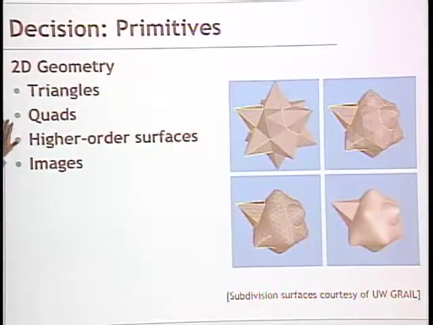Okay, I'll give you a little hint here that where we're going is eventually we're going to pick triangles, and we pick triangles because they're very simple. They're very simple to send through a graphics pipeline. Okay, but there are lots of arguments where other things might be good. And if we did images, those are sort of 2D geometry also, if we chose those as a particular rendering basis.